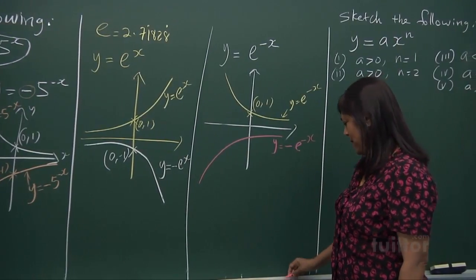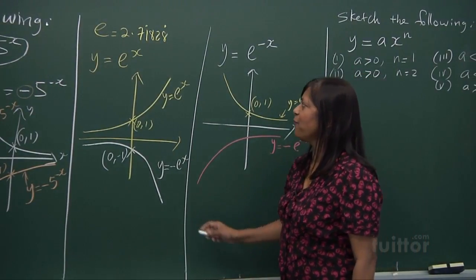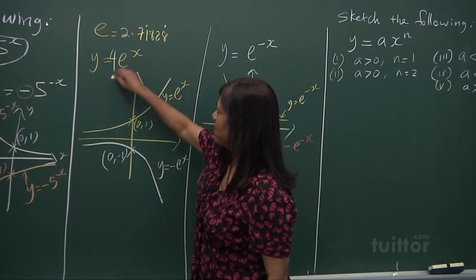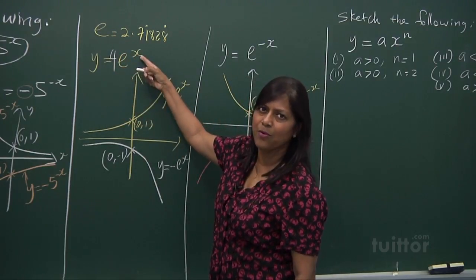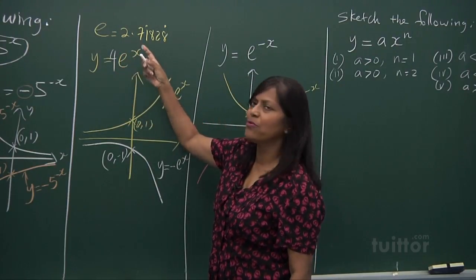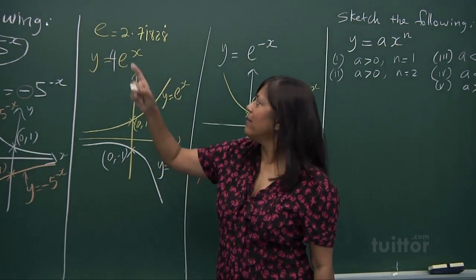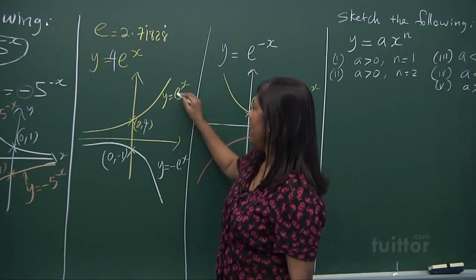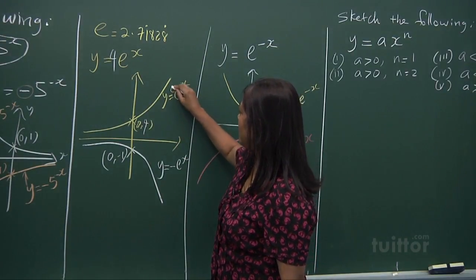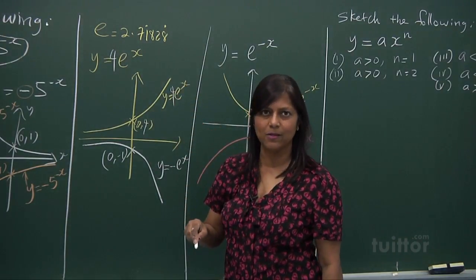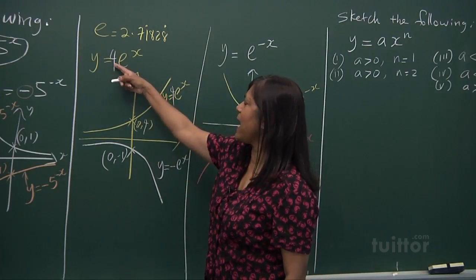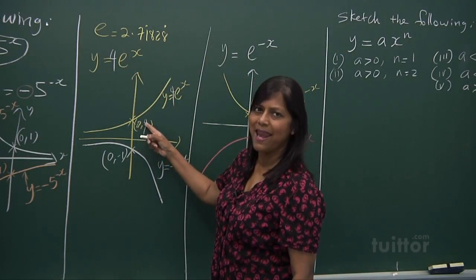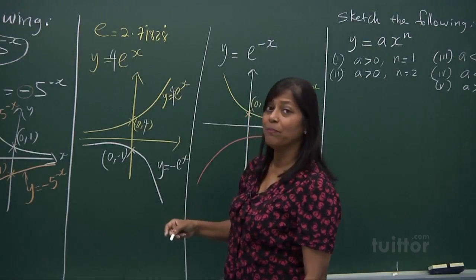Alright, what happens if I put a 4 there and x is 0? e to the power 0 will be a 1, right? And 1 times 4 will be a 4. And that is y equals 4 e to the power x. If I put 10, this will be a 10. Alright? So please take note.